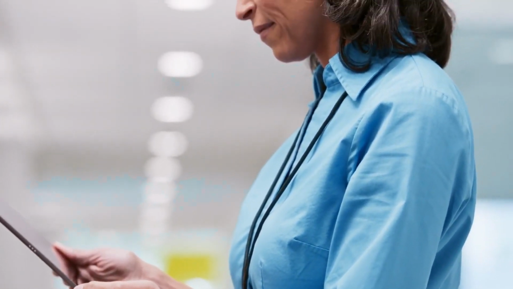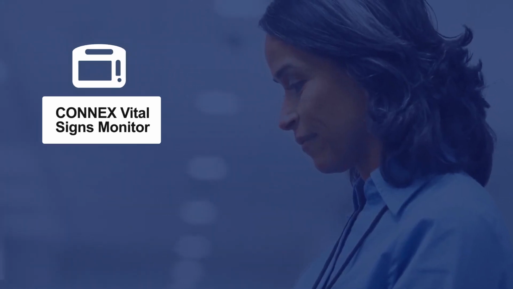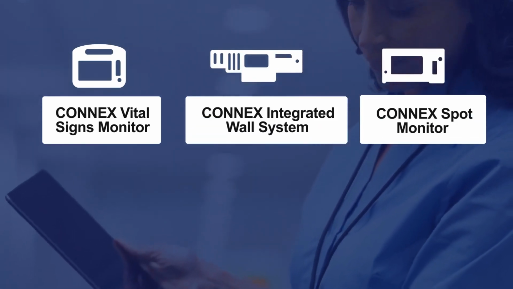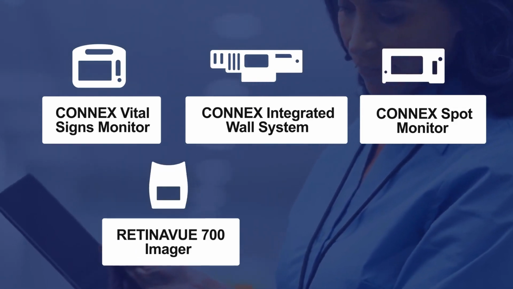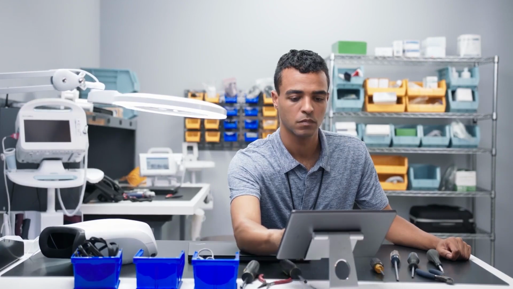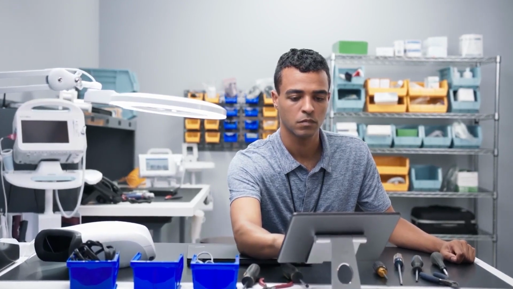The platform can be used to track maintenance and service activity on the following assets: Connex vital signs monitor, Connex integrated wall system, Connex spot monitor, Retina View 700 imager, and smart beds. This video will be focused on how to use remote asset management for vital signs monitors.